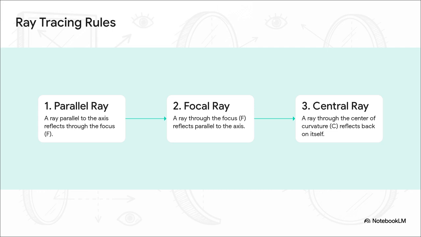Rule 1. Any ray that comes in parallel to the main axis will always bounce off and go right through the focus. Rule 2. The exact opposite is also true. Any ray that goes through the focus first will bounce off and travel out parallel to the axis. And rule 3. Any ray that goes to the center of curvature just hits the mirror dead on and bounces straight back the way it came.